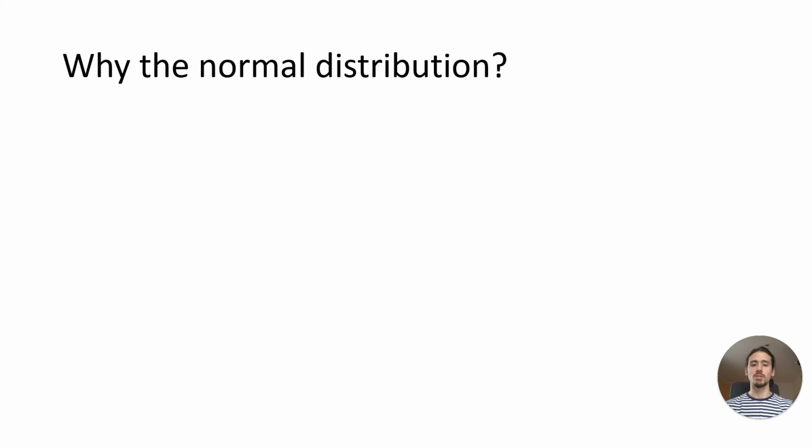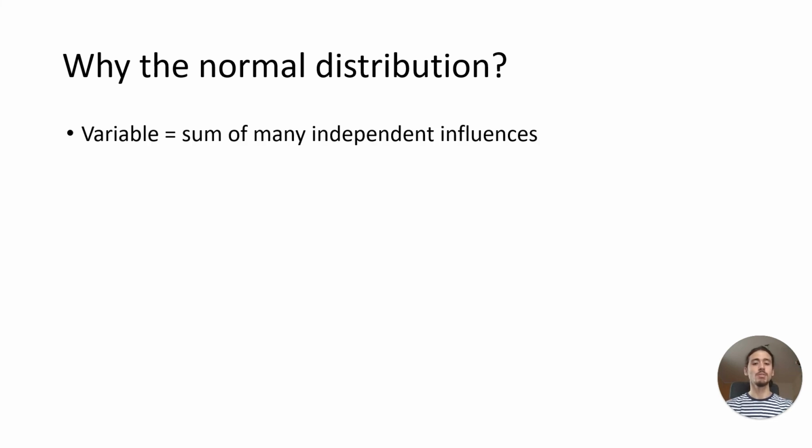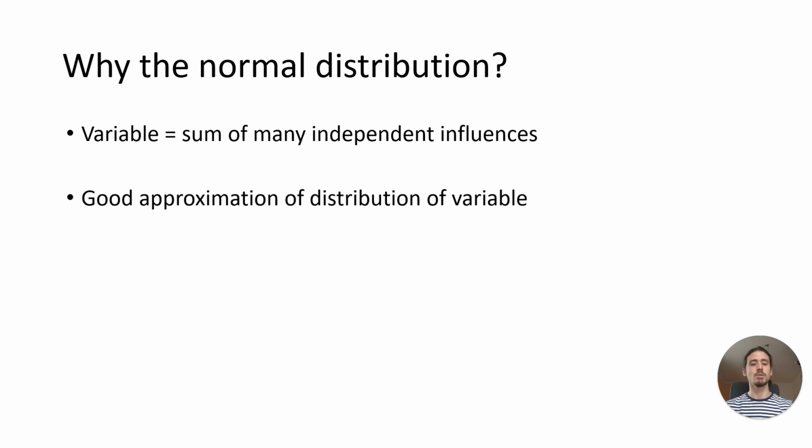Now that we know what the normal distribution is, we should also understand why it is so important. Often, it is reasonable to assume that our variable of interest is the result of adding many more or less independent influences together. Given this assumption, mathematical theory tells us that in many cases the normal distribution is a good approximation of the distribution of our variable.